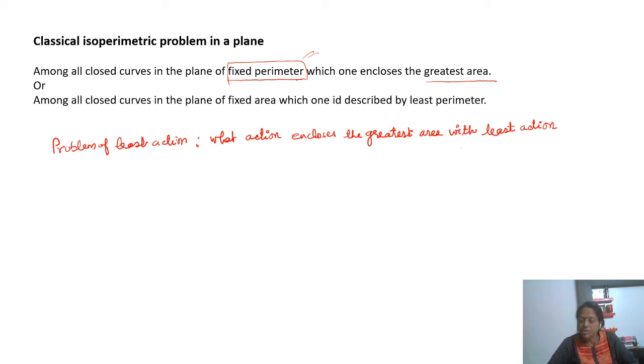In the 15th century, the German philosopher Nicholas of Cusa gave an answer to this question. He said that this action should be rotational action. This should be rotational.